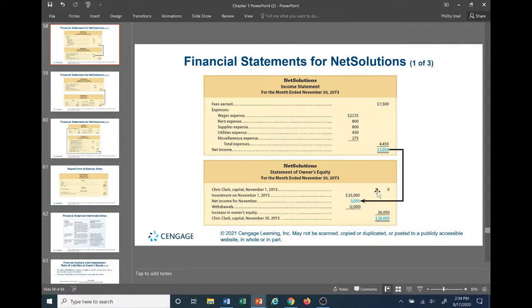Remember, the beginning balance was nothing. He contributed to it $25,000. Here's where the net income is closed or carried over to the statement of owner's equity. And then here's the owner's withdrawal. So that's going to decrease it. Once again, the increase in owner's equity for the period for the month ended November 30th was a net effect of $26,050. So Chris Clark's capital on November 30th, 2003 is $26,050. That's what the equity account says, because of the change in equity through the period.